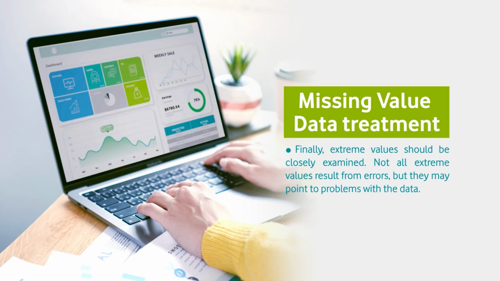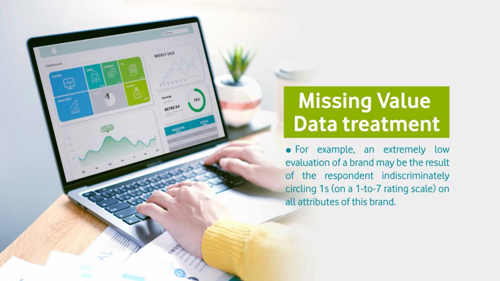So finally, extreme values should be closely examined when we are doing the consistency checks. Not all extreme values result from errors, but they actually point to problems with the data, right? For example, an extremely low evaluation of a brand may be the result of the respondent indiscriminately circling one, like on a scale of 1 to 7, for all attributes of this brand, right? So this is how we check the consistency, and accordingly we go forward.